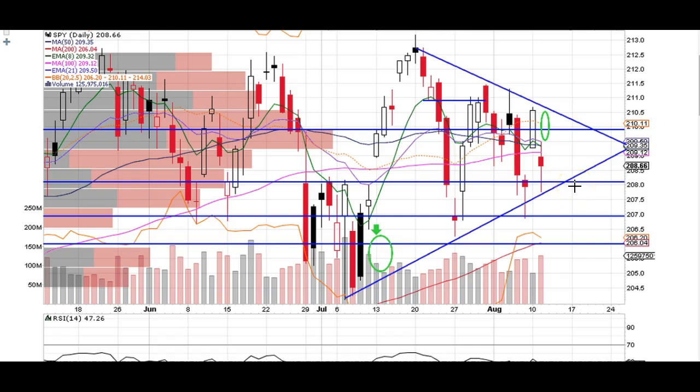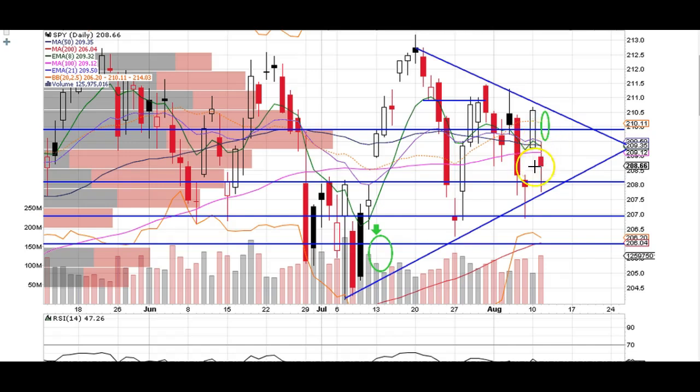I do think it's going to break to the downside. I think it's possible that we're going to come up and fill this gap at 210.50. There was a gap down from this morning, from yesterday's close, that still needs to be filled. Who knows if that'll get filled? So look for some strength tomorrow. If we do get strength, then we're going to look to fill that gap at 210.50, see if we can fill it.